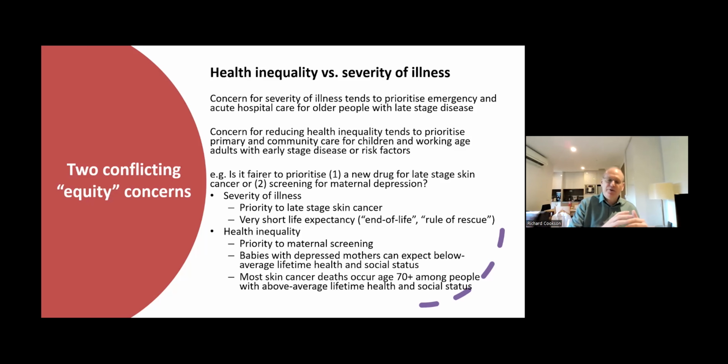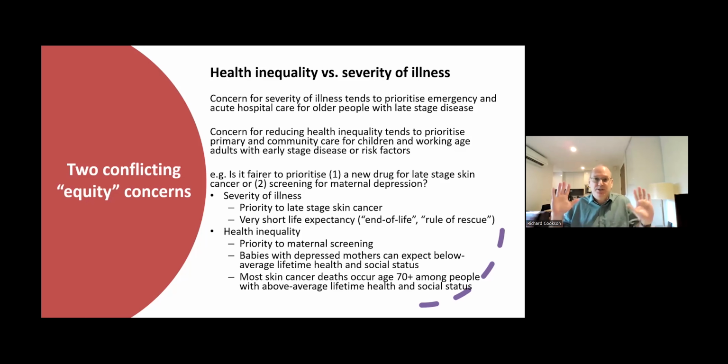But if you're interested in health inequality, you're going to give priority to the other one, to the maternal screening. Why? Well, because babies with depressed mothers can expect below average lifetime health and social status, and the skin cancer deaths tend to occur above age 70 among people with above average lifetime health and social status. So if you want to reduce health inequality, you'll plump for maternal screening. If you want to address severity of illness concerns, you'll plump for late stage skin cancer.